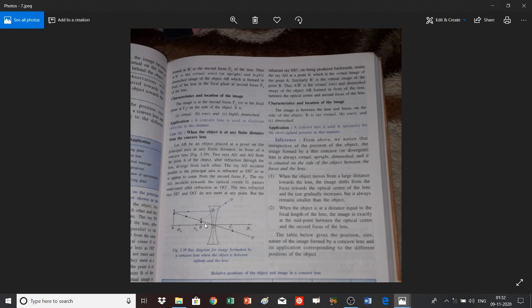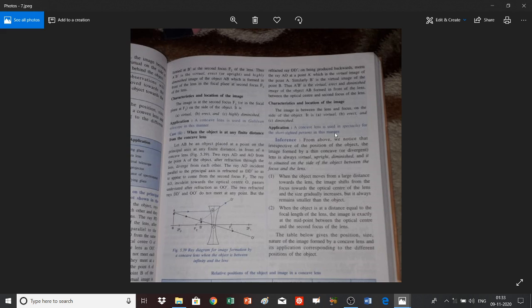There is no magnification. Number two, the image is erect, obviously erect or upright, that is, in this case no inversion has happened. And number three, obviously the brightness of the image will be much smaller compared to that of the object. So the characteristics of this image are summarized here. The image is virtual, erect, and diminished, with no magnification in this case. Application: the concave lens is used in spectacles for a short-sighted person in this manner.